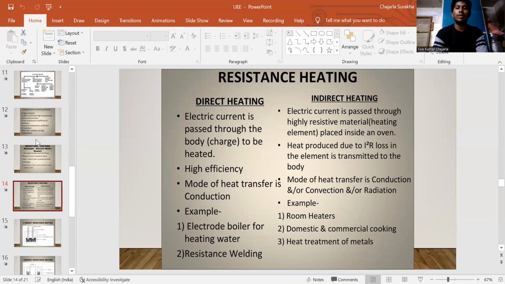The differences between direct and indirect heating. In direct heating, the electric current is passed through the body to be heated. In this type, highly resistive material is used. It has high efficiency, while indirect has low efficiency. Direct examples include the electric boiler for heating of water and resistance welding. Indirect heating is used for room heaters, domestic and commercial cooking, and heat treatment of metals.